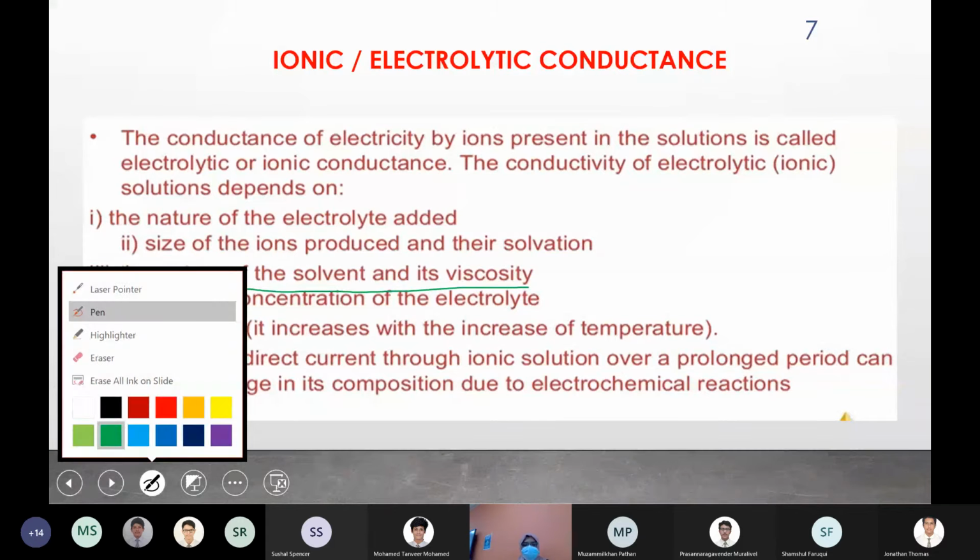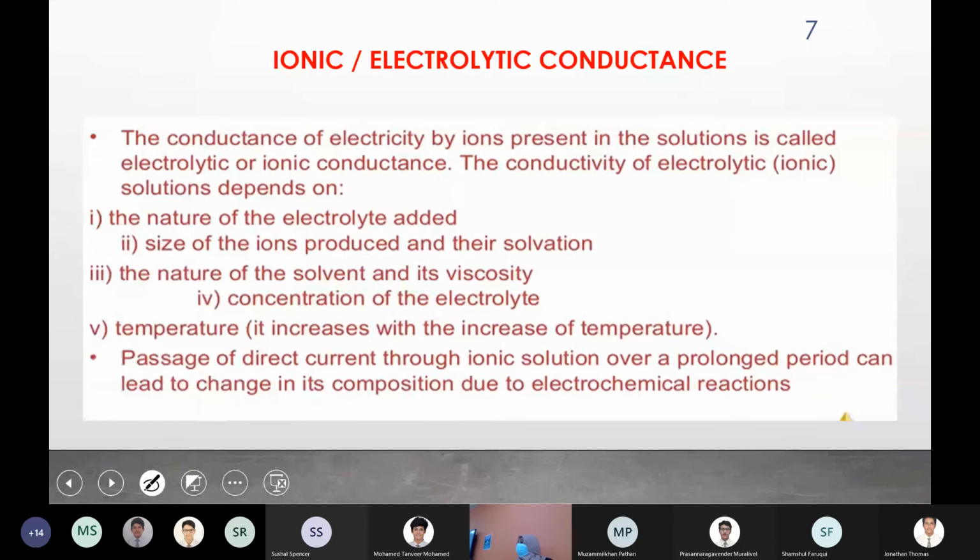Then the fourth factor is concentration of electrolyte. That is how much quantity of electrolyte you're taking: 1 gram of NaCl or 10 gram of NaCl or 100 gram of NaCl in a definite volume of solvent. So the quantity, I mean the concentration.